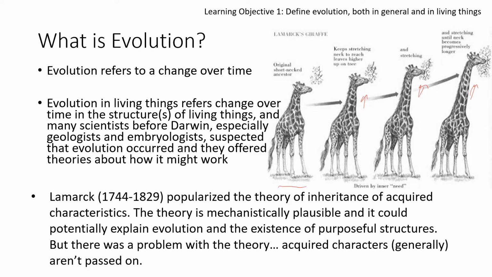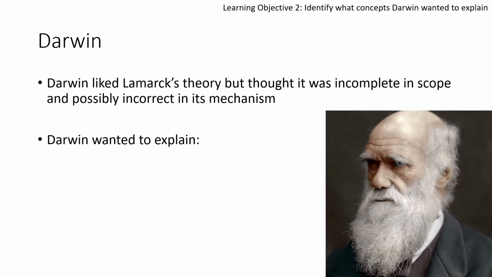However, we now know, and even at the time they generally knew, that most acquired characteristics are not passed on. So Lamarckian evolution didn't work. However, he was on the right track, because there is this concept of characteristics being passed on, just not acquired characteristics. So characteristics of the parents are passed on.